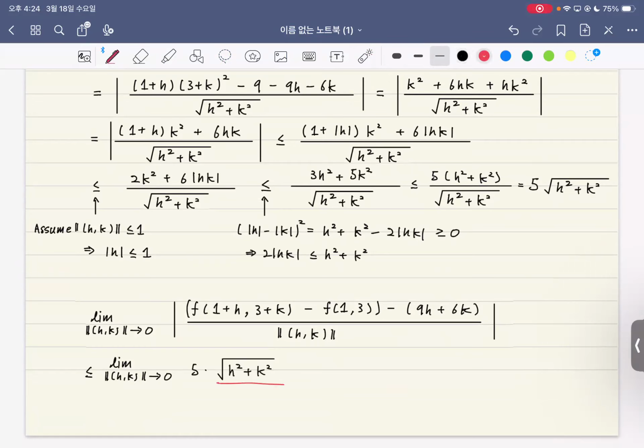But you know this is what? This is precisely the length of the vector (h, k), right? And clearly the length of this vector is tending to 0. Therefore, this guy should be tending to 0. And also this is an absolute value, so this guy, if this exists, is always greater than or equal to 0. Therefore, because of the squeeze theorem, the limit of this guy also must be 0. Okay.